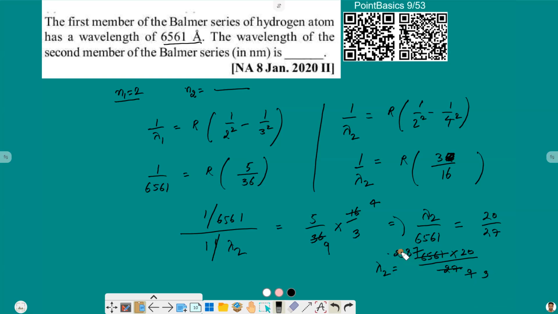So 3, 7, 2, 9. And again it can be cancelled by 3. So that will be 24 into 3. So if we multiply now, that will be 6844860, and that will be in angstrom, because this value was in angstrom. And if we want to find it in nanometer, that will be 486 nanometer, because the answer is required in nanometer. So 486.